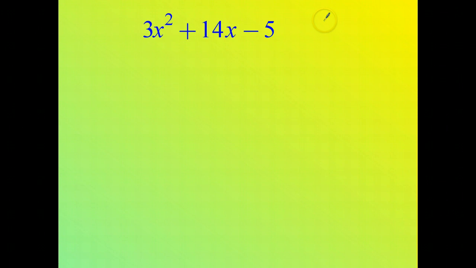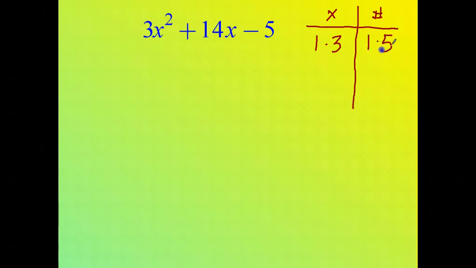Let's go back. So here are my x's, and here are my numbers. What we're trying to do is take the factors of 3, so 1 times 3, and that's it. Then the factors of 5, and that's 1 times 5. We're going to play around with this to get to -5. Let's write this out: I'll put this one here and this one here, and I'm going to have something x and something x.